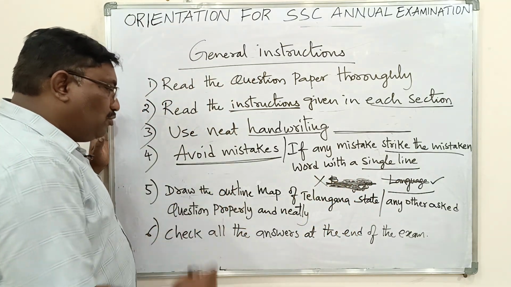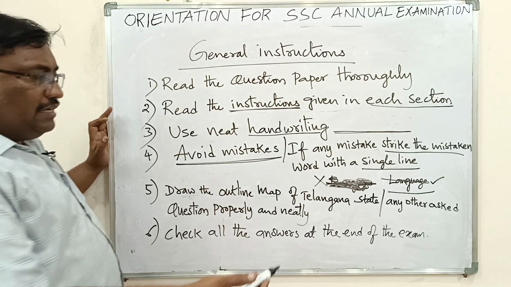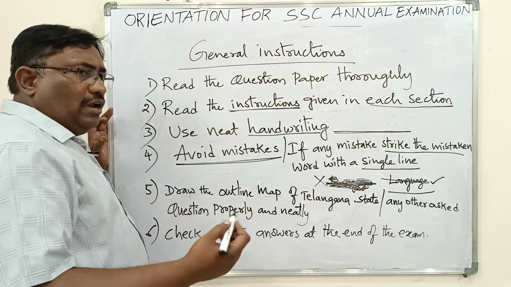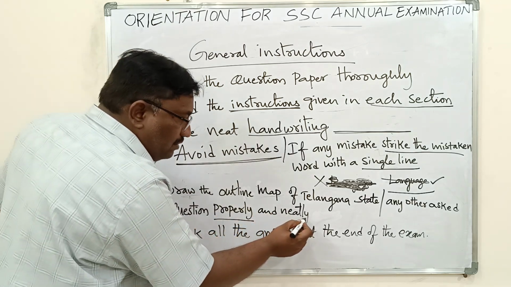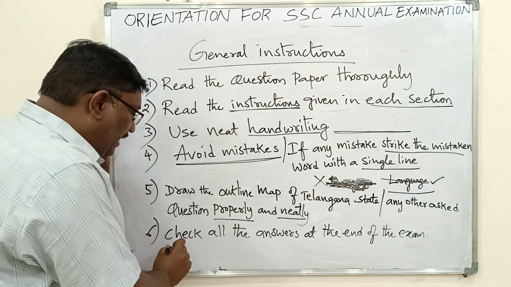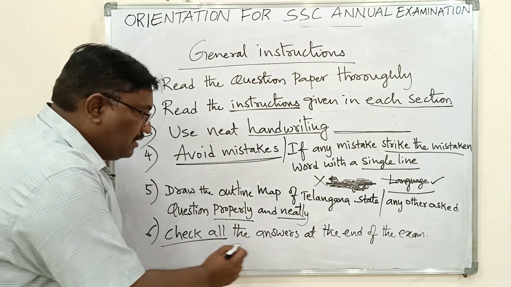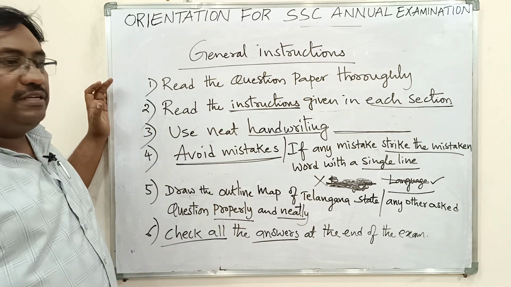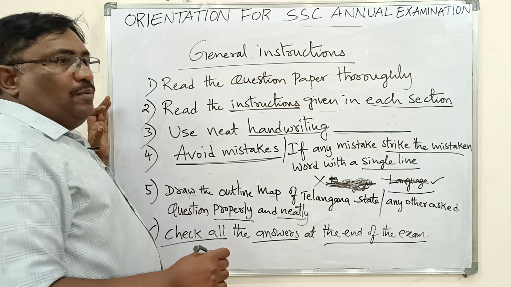Next, coming to map drawing, draw the outline map of Telangana state or any other map asked for. You have to draw it properly with the proper shape and draw it neatly. And while handing over the paper, check all the answers, whether you have attempted all of them, in part A and in part B.